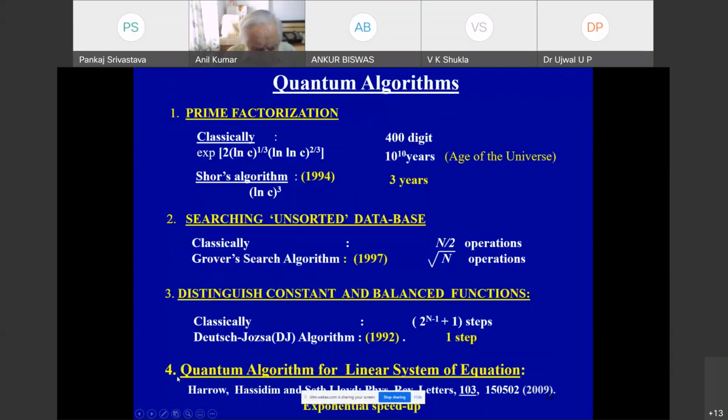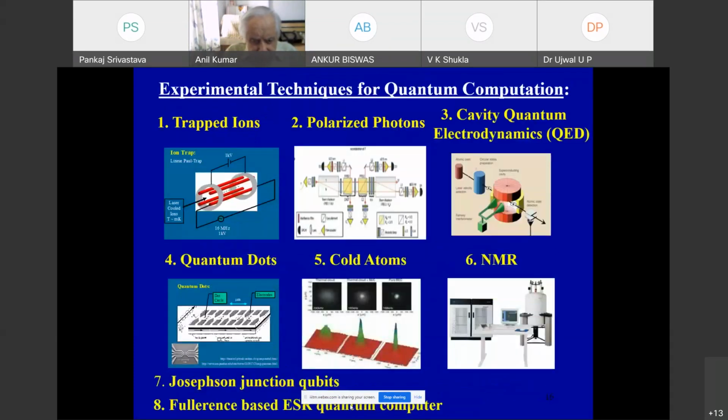Then a quantum algorithm for linear systems of equations. Lloyd gave in 2009 an algorithm which gave exponential speed up for solving large linear equations. Okay, so these are some of the obvious applications.